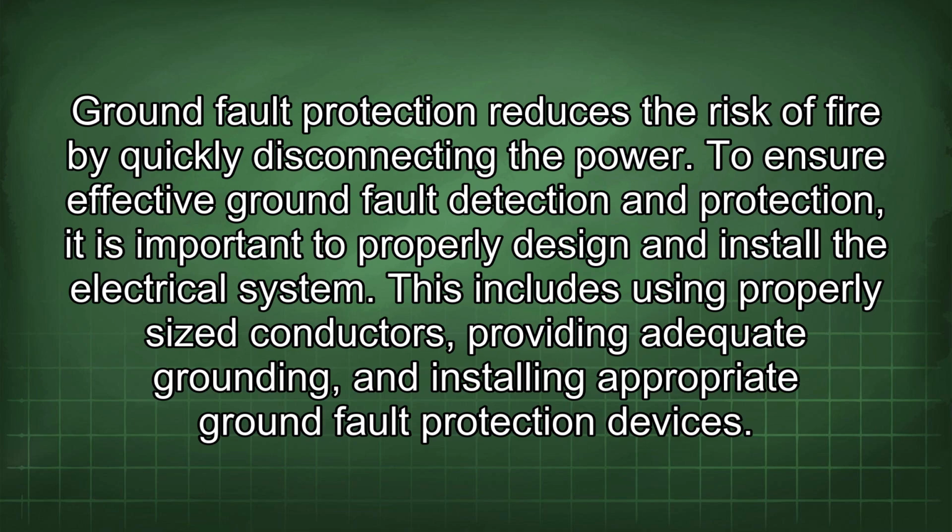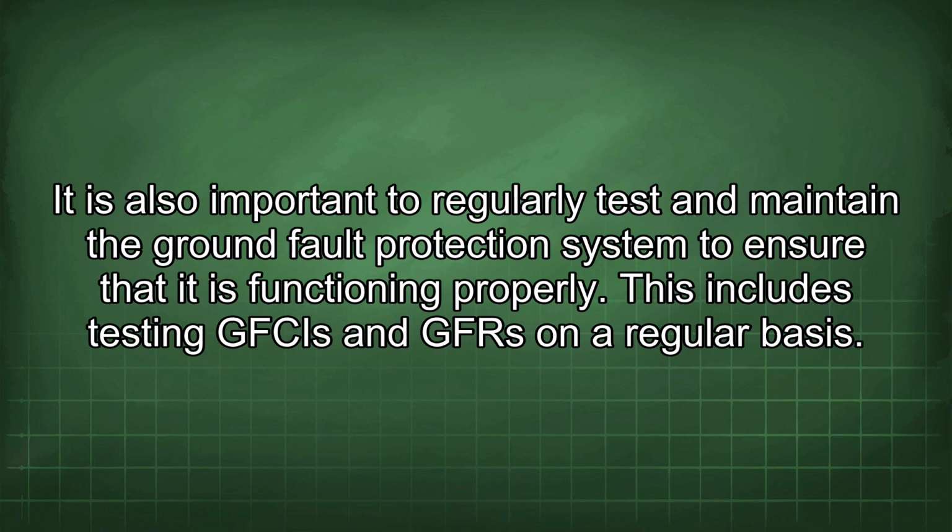To ensure effective ground fault detection and protection, it is important to properly design and install the electrical system. This includes using properly sized conductors, providing adequate grounding, and installing appropriate ground fault protection devices. It is also important to regularly test and maintain the ground fault protection system to ensure that it is functioning properly.